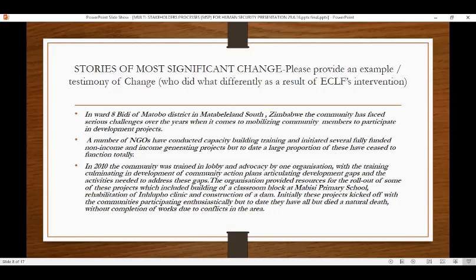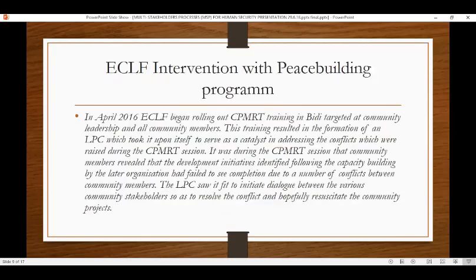In 2010, the communities were trained in lobby and advocacy with one organization, and with them, they had some community action plans that they aimed at actually developing some projects like a classroom block called Mavisi and a clinic in Hlupo. And initially, these projects kicked off with the communities participating enthusiastically, but to date, they have all died. Why? Because they had some conflicts within the areas.